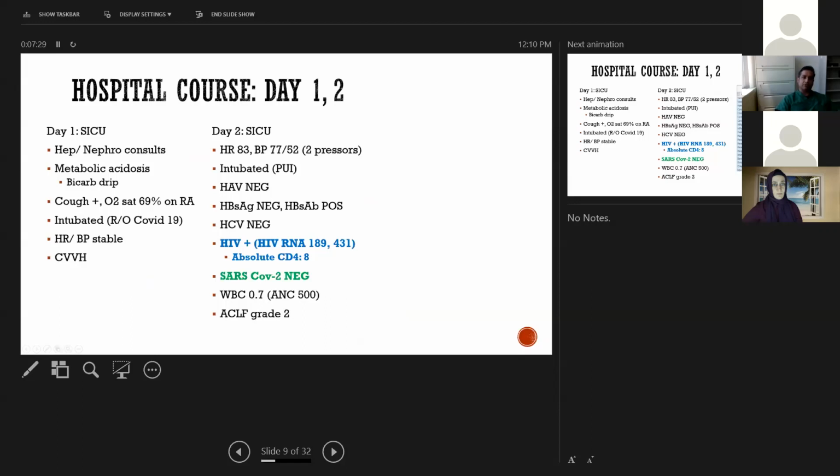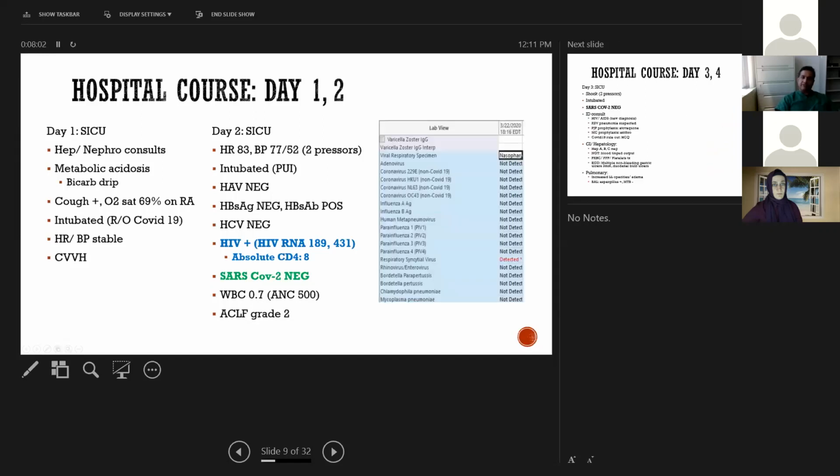On day 2, she actually worsened even more, and she started becoming hypotensive. She was started on 2 pressors. Again, she was intubated already. The initial viral hepatitis workup came back negative, but interestingly, she was positive for HIV, which was a new diagnosis, with an RNA of over 180,000, and her absolute CD4 count was 8. Now, the first SARS-CoV-2 test was negative, and at this time, given the 2 pressors and hypotension and AKI, she actually qualifies to be ACLF grade 2.